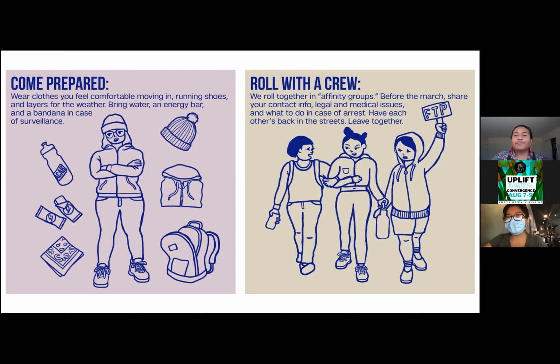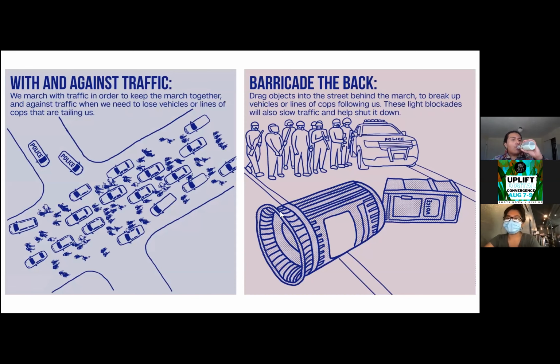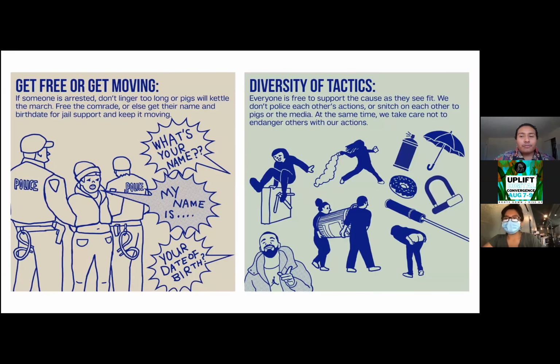We roll together in affinity groups. And this is what I learned just recently, basically what is in the description, is to share your contact info, because before I lost my crew and that is not good. So you share your info, a meetup point, whatever. Stay in contact with everyone, and yeah, that's about it.